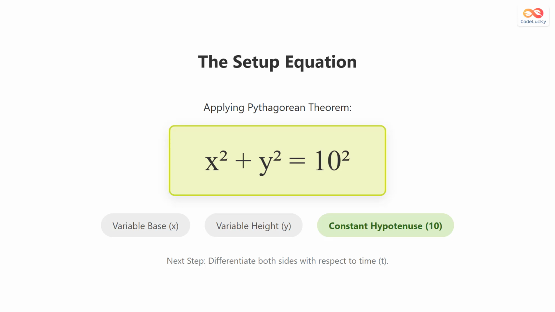Now we build the equation. Since the wall and ground make a right angle, we use the Pythagorean theorem. A squared plus b squared equals c squared. Substituting our specific values, we get x squared plus y squared equals 10 squared. Notice we used variables for the changing sides and a number for the constant side.